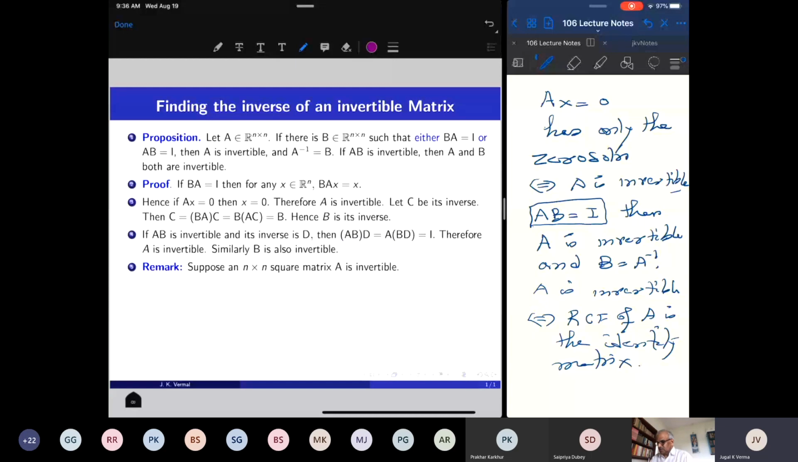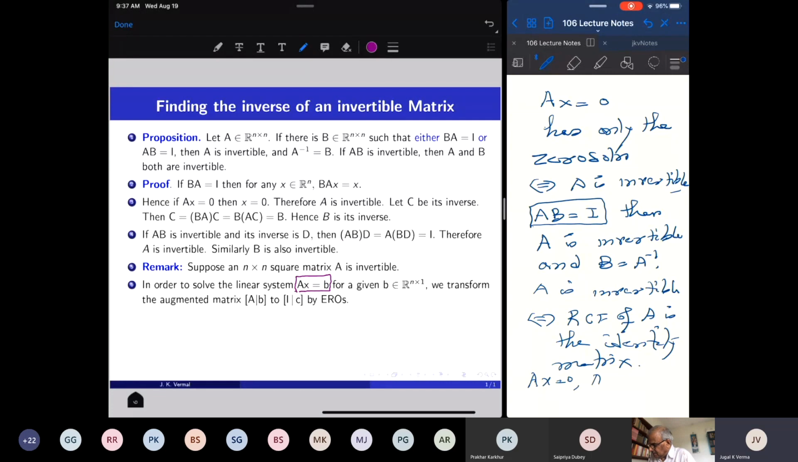Okay. So suppose we have a square matrix which is invertible, and we want to solve a system of linear equations which is inhomogeneous, Ax equal to B. Okay. So if Ax equal to 0 and A inverse exists, that means x is equal to 0, because A inverse A x equal to Ix, and that is equal to x. Okay. So the homogeneous system for an invertible matrix has only the 0 solution. So we look at the inhomogeneous system, Ax equal to B, where B is given.